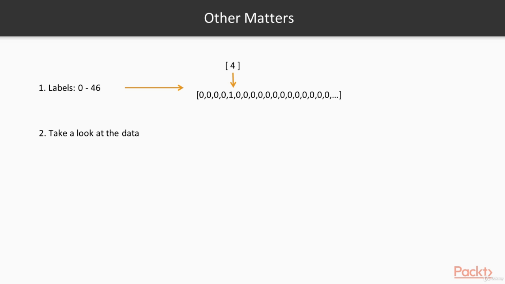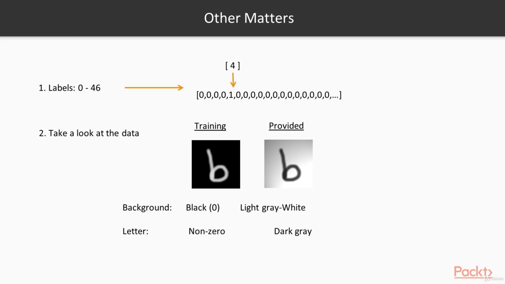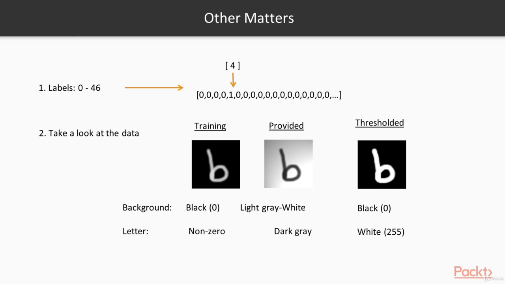We also have to have a look at the training data and the data we will provide to the model. If we compare our input from the pictures taken in the smartphone and the training data, we can see that the colors are different. In case of the training images, the background will always be 0, and the letter will be represented by non-zero values, while the provided image background will be light gray and foreground dark gray. In order to solve this, we will threshold the data so that we have black and white images. We will also normalize the images to have values between 0 and 1, and as a result, 0 will represent the background and 1 will represent the letter.